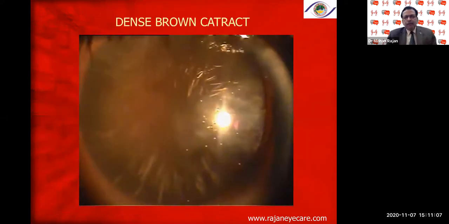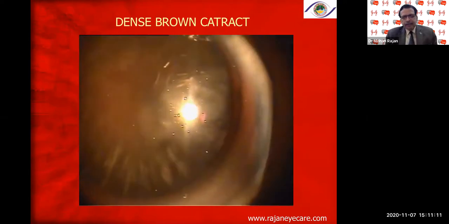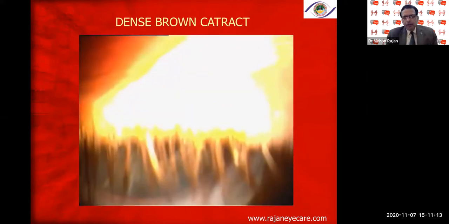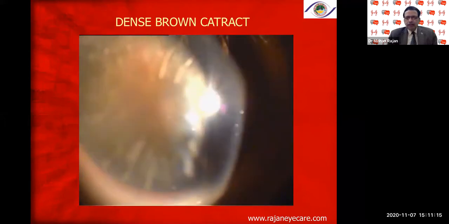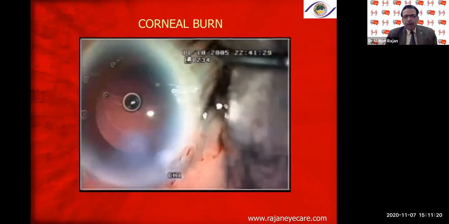If you have a problem of dense brown cataract, you can have a problem of white cornea the next day. If you do use the technology, we discussed these different technologies in the nucleus management and during the chopping techniques. But the problem is this corneal burn.